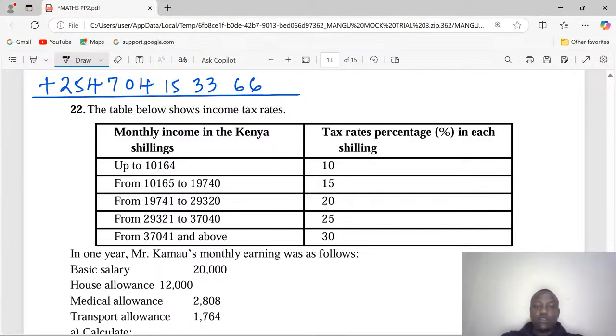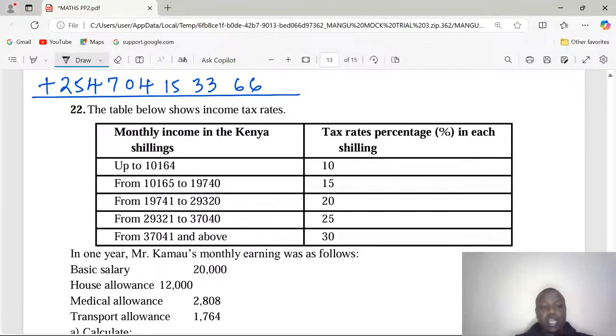We are not talking about commercial arithmetic. That is on income tax. A topic which is very good and has a serious language which has to be understood. Serious language. The table below shows income tax rates, and we can see monthly income tax rates in Kenya shillings. There is also another column for tax rates in percentages in each Kenya shilling.